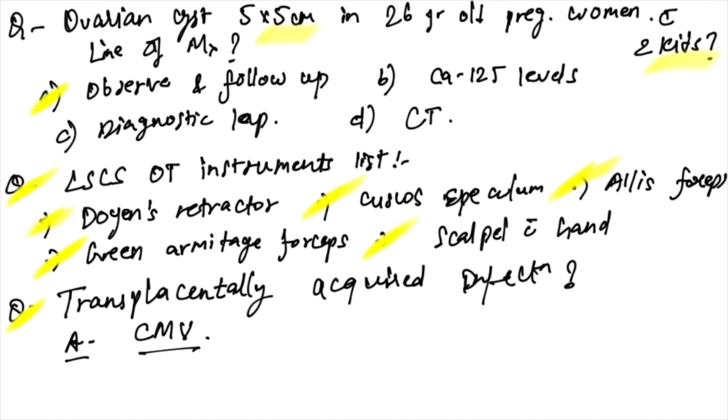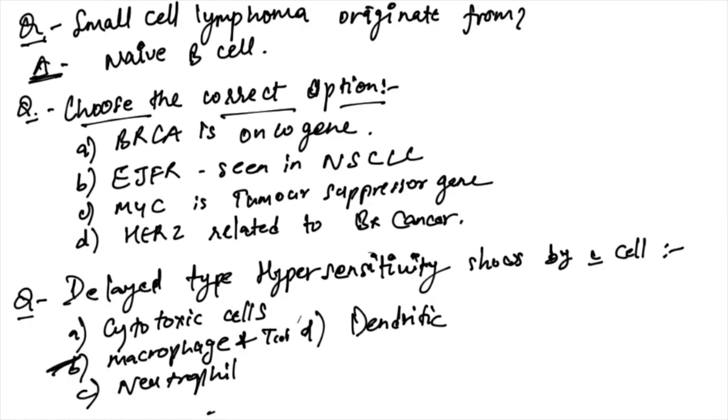Now transplacentally acquired infection is CMV. CMV is a transplacentally acquired infection. Now small cell lymphoma originates from naive B cells. This is a direct question.